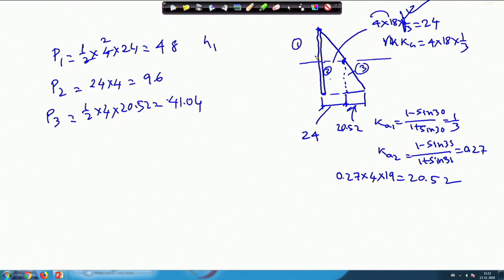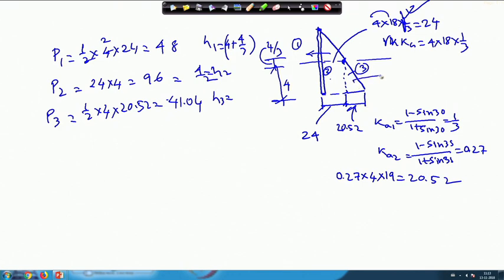And then H 1, it will be acting somewhere here. So, it will be from here actually, this is 4 meter and this distance will be 4 by 3. So, that means your H 1 will be equal to 4 plus 4 by 3 and H 2 will be equal to 4 by 2 and H 3 will be equal to, again it will be acting somewhere here, so it will be 4 by 3.